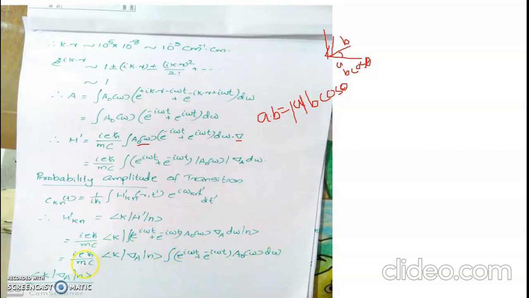What remains is i e h cross by mc scalar product k. The space dependent part of this operator is the grad operator, or the component of the grad operator along the direction of the vector potential, that is grad subscript a ket n, integral e raised to i omega t plus e raised to minus i omega t, A0 of omega d omega. Now the operator part in which we are interested happens to be the scalar product k grad a n. We will have to modify this part of the operator into a more familiar one.